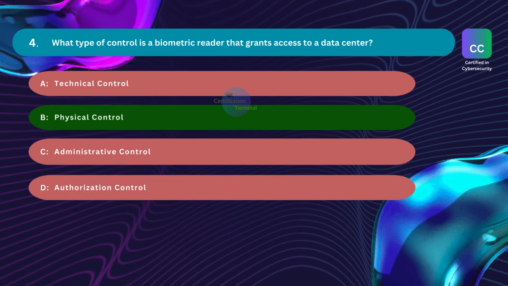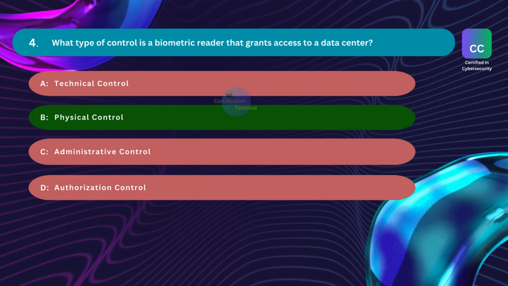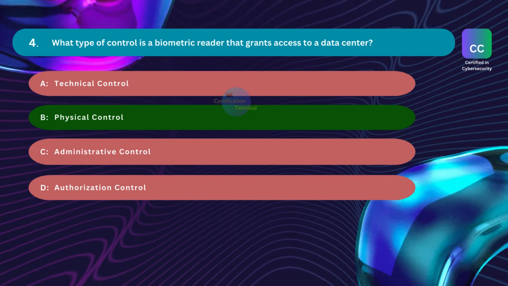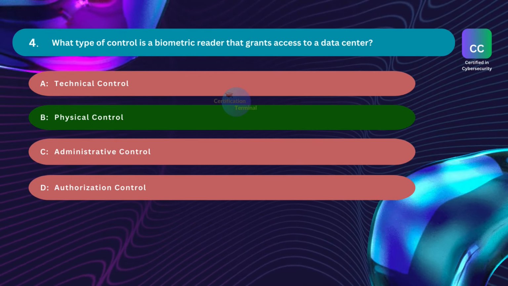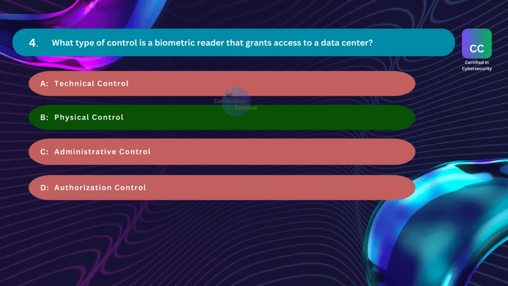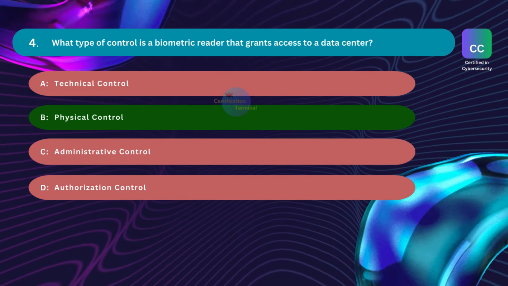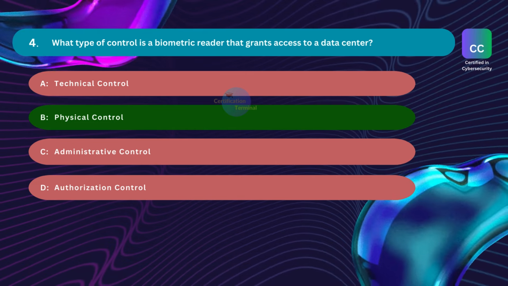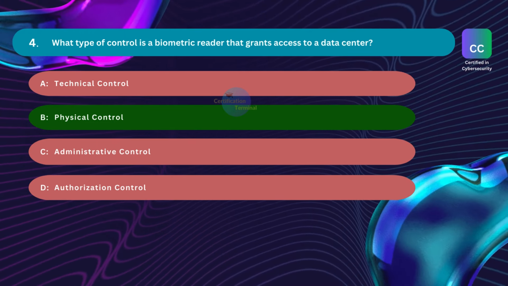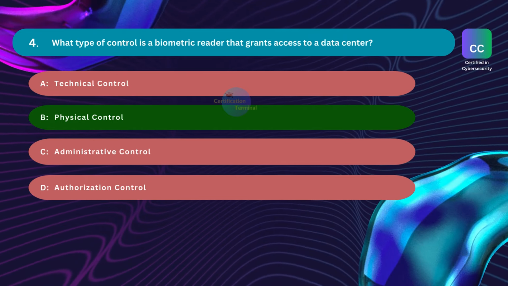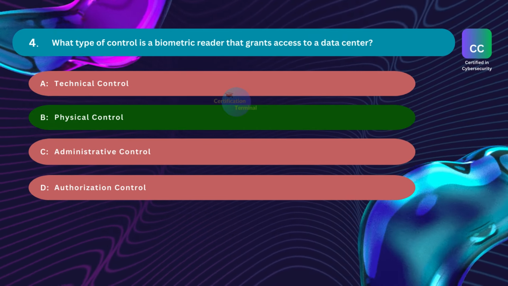Option D, authorization control, is incorrect. Authorization controls are typically related to the permissions and privileges granted to users or systems after authentication. While access control mechanisms play a role in determining who has permission to access specific resources, the specific use of a biometric reader for physical access to a data center aligns more closely with the concept of physical control.